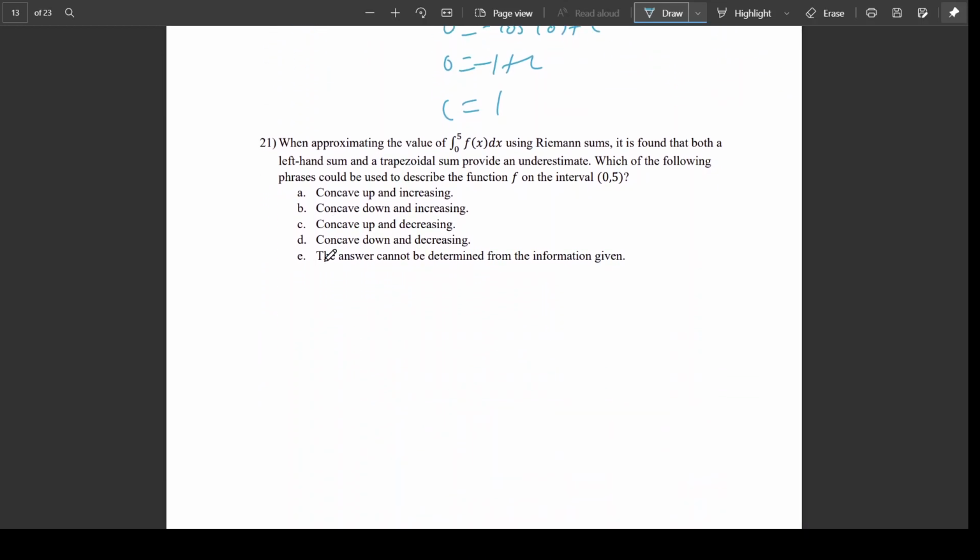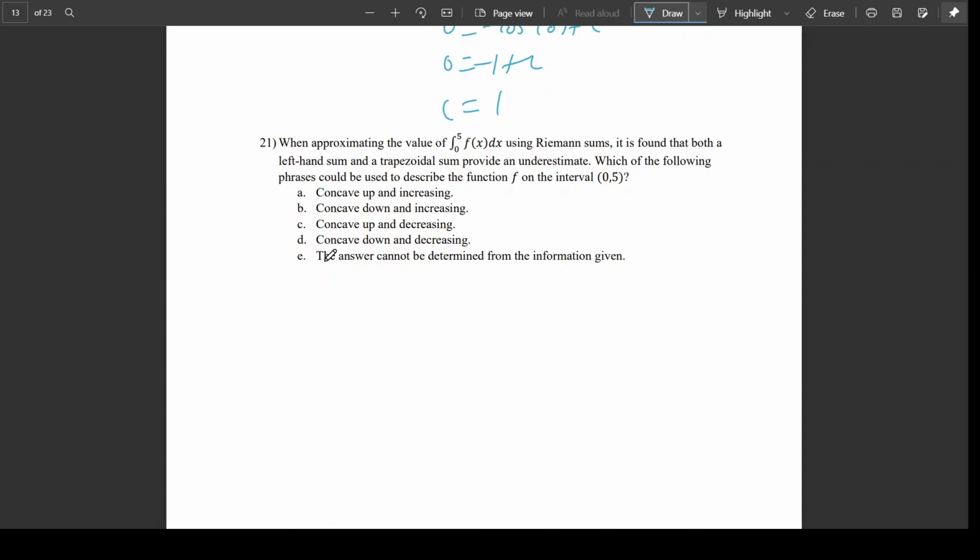21. When approximating the value of the integral from 0 to 5 of f of x dx using Riemann sums, it is found that both a left-hand sum and a trapezoidal sum provide an underestimate. Which of the following phrases could be used to describe the function f on the interval from 0 to 5? Concave up and increasing, concave down and increasing, concave up and decreasing, concave down and decreasing, and the answer cannot be determined.